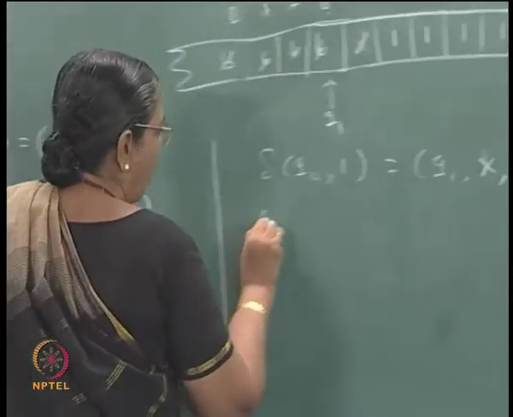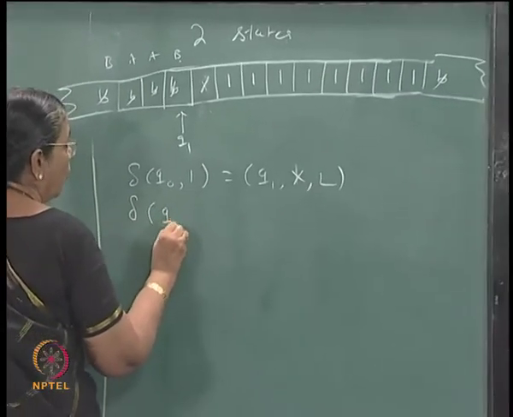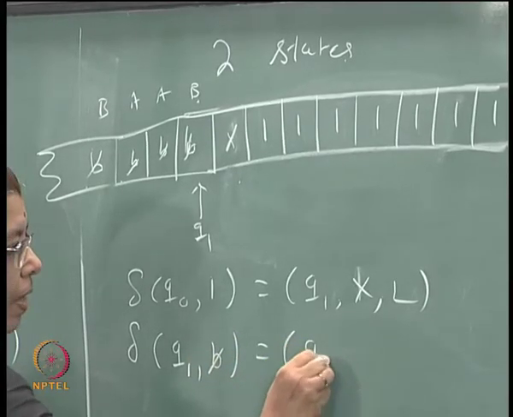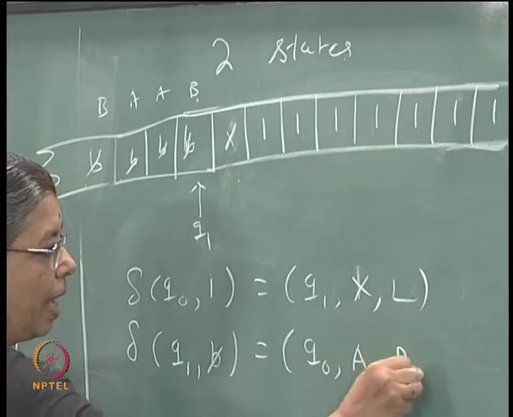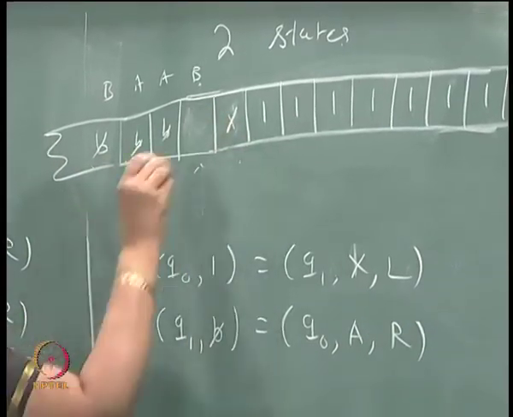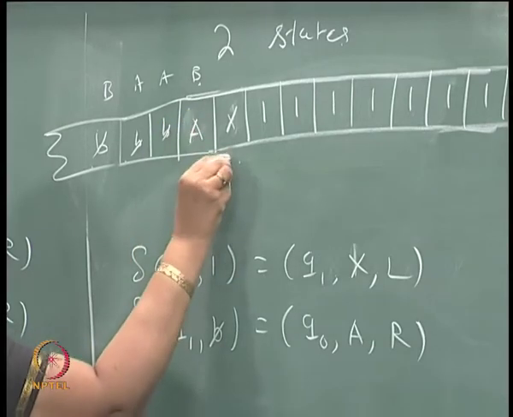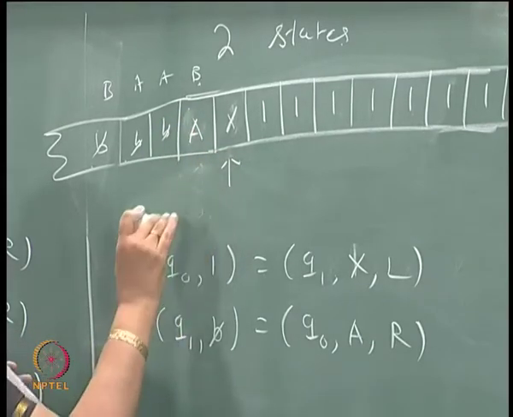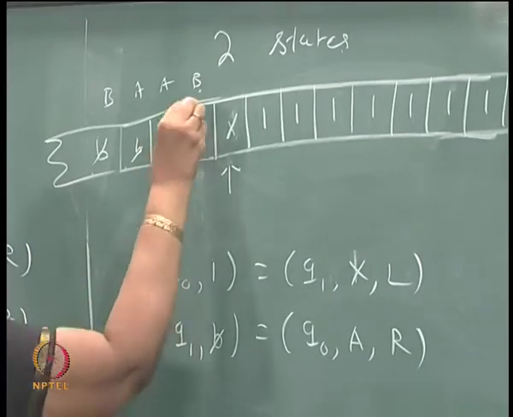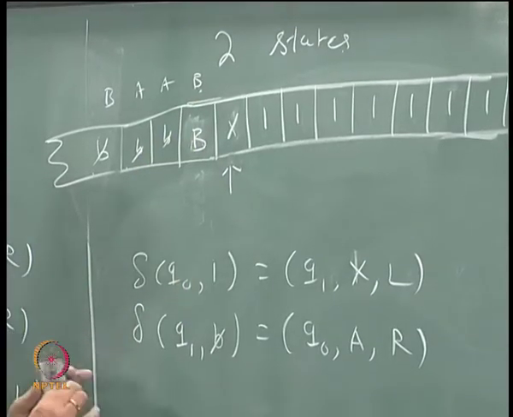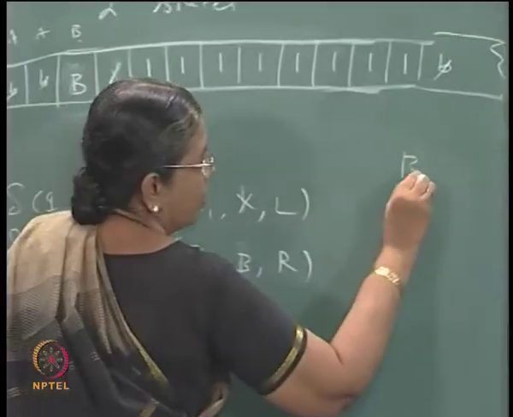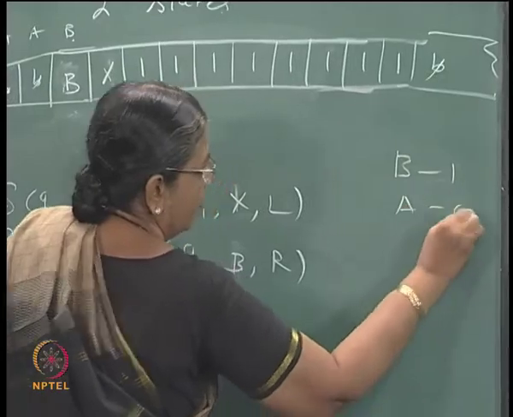So, delta of Q1 blank is Q0, A, right. So, it prints a B and moves right. B is 1 and A is 0.